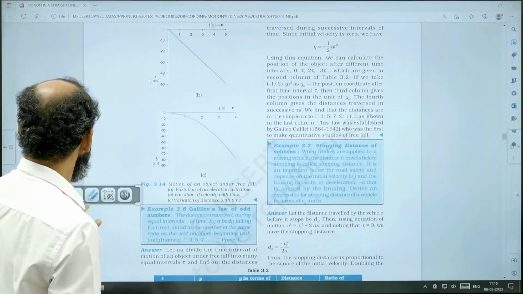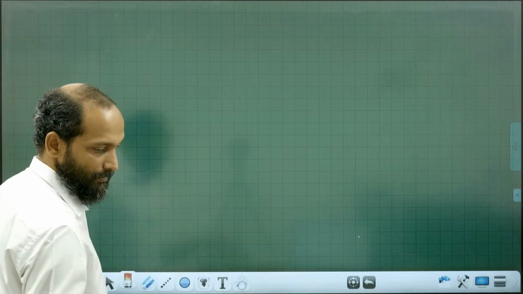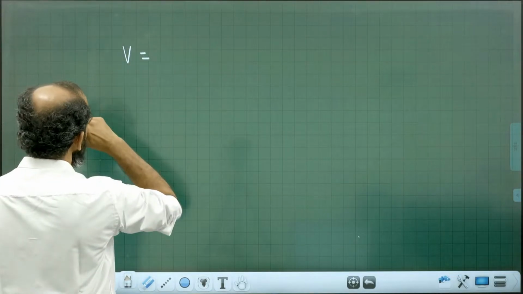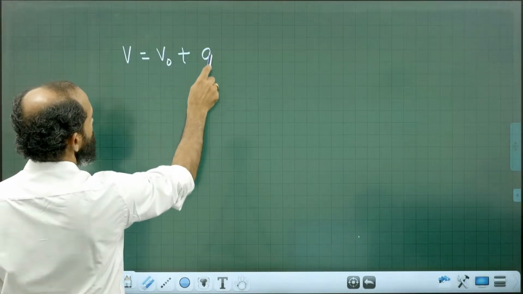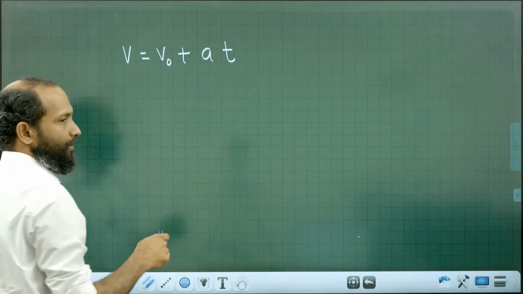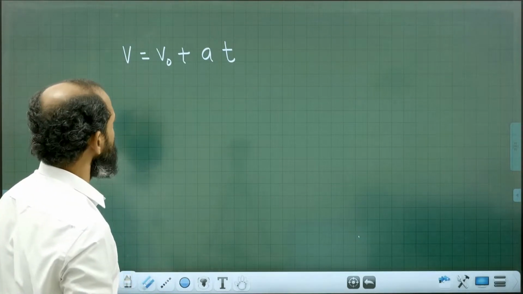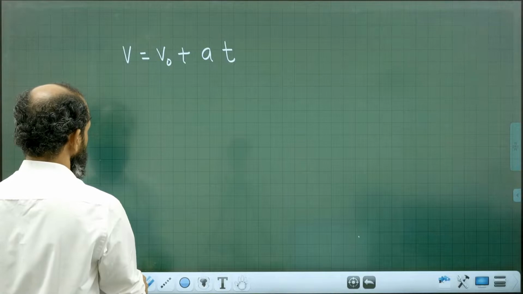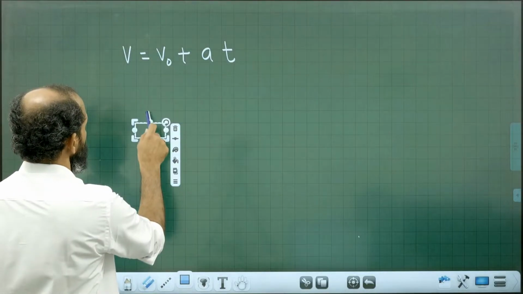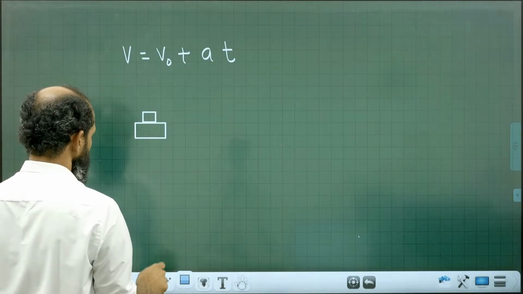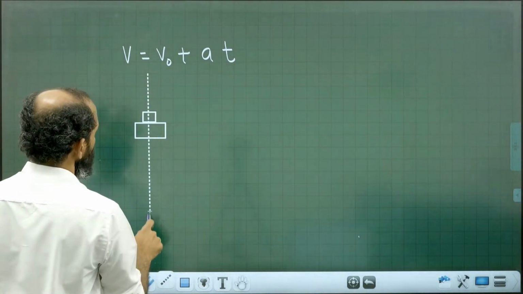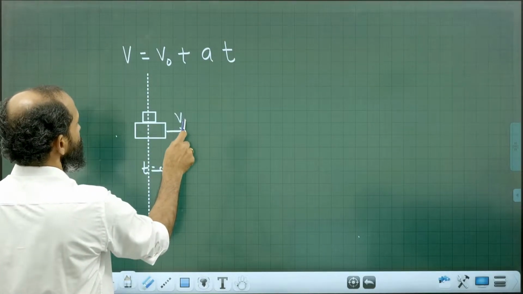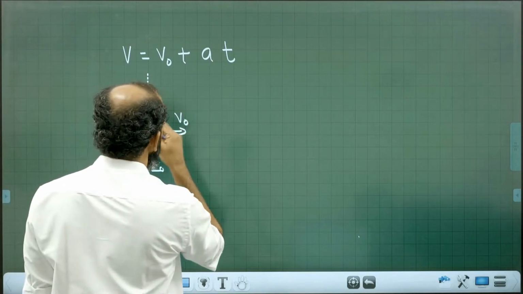Okay, now let me conclude all these things here. Kinematic equations. The first kinematic equation: V is equal to V0 plus AT. We can apply this in many situations. For example, a car is moving in a straight line. At t equal to 0, the initial velocity is v0 and it is retarding.